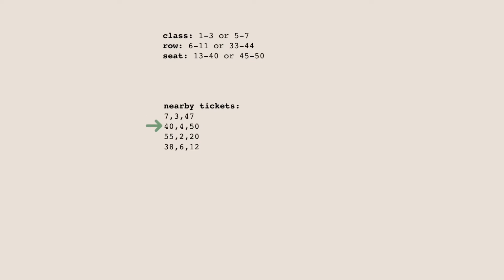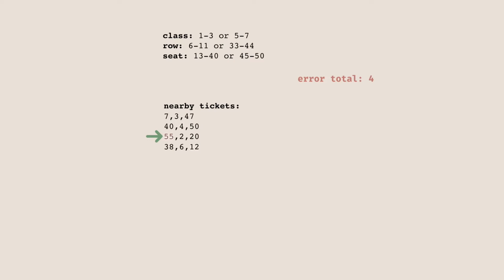However, if I look at the second row, I have 40, 4, and 50. If I look at the values over here, the 4 doesn't satisfy any of the column definitions. And so this must be an invalid ticket. And what I want to do in the context of the problem is just add that invalid number into my error total. But I continue to my next ticket.